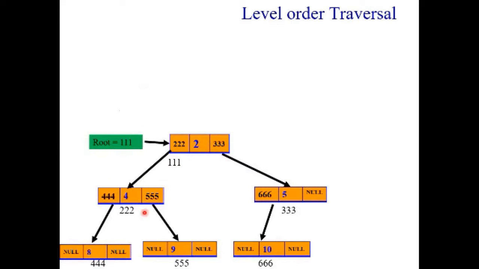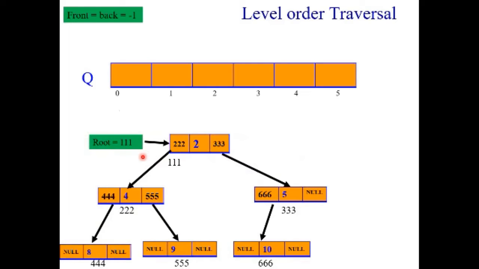So this is my linked representation of this binary tree. I have a root node 2, then 4, 5, 8, 9, 10. I have to write the level order sequence for this. Yes, I have taken one queue.